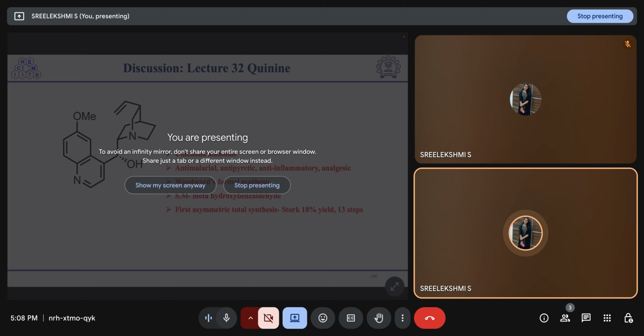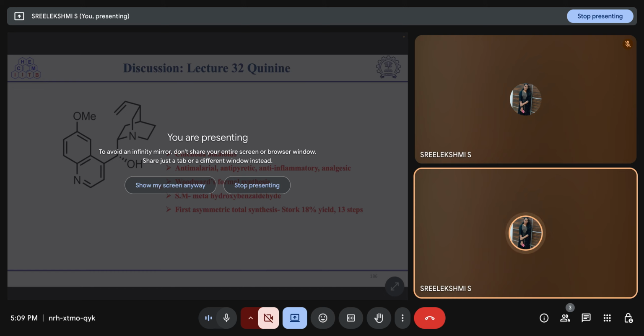The structure of quinine was put forward by Paul Rabe in 1907, and the first partial synthesis was done by Paul Rabe in 1918. The first formal synthesis was done by Woodward's group in 1944, and the first stereoselective total synthesis was done by Stork in 2001. In Woodward's formal synthesis, the starting material was meta-hydroxybenzaldehyde, and he synthesized up to quinotoxine, which was already converted into quinine by Rabe's group.